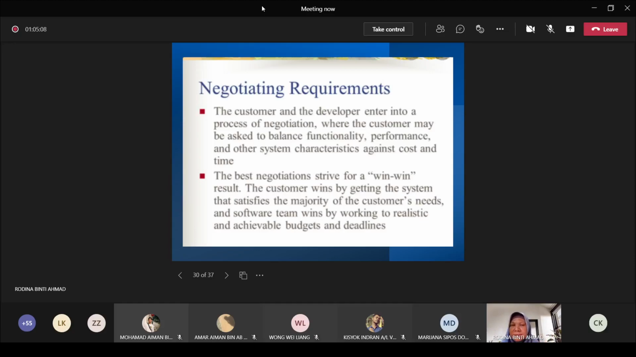They have the win-win results, and based on that, they will be able to accept the system. They'll be happy to support our system. So that's the reason we say one of the best negotiation processes should be for the win-win results, in which the customer wins by getting the system that satisfies the majority of the customer's needs, and the software teams win by working to realistic and achievable budgets and deadlines.